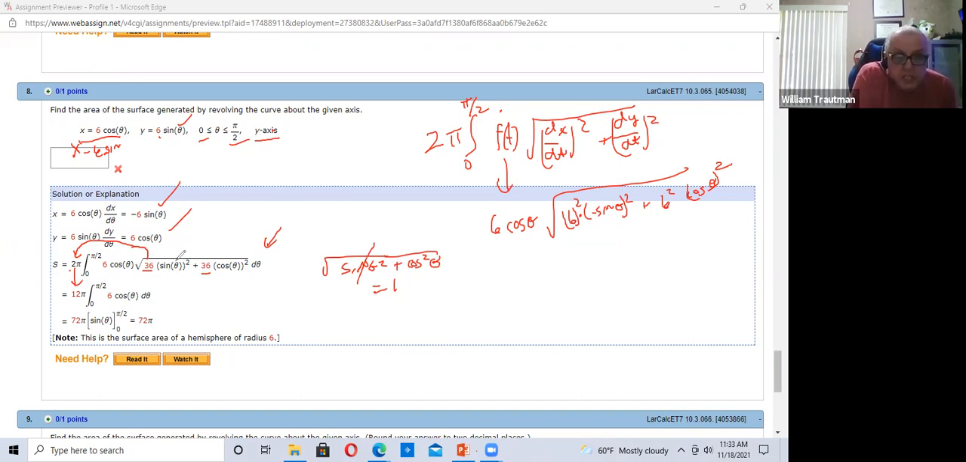So then once again, we're left with 6 cosine theta times 1. This whole thing was 1. And this is what we got. Then you just plug the 2 things in there, pi over 2 minus, and then put a 0 in there. And that's what you end up with.